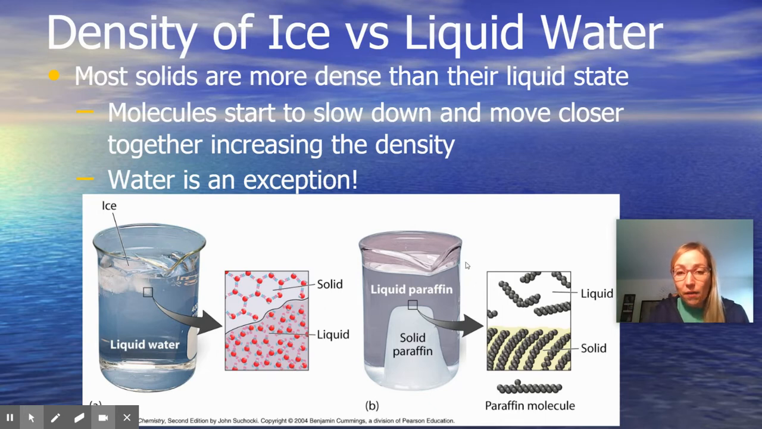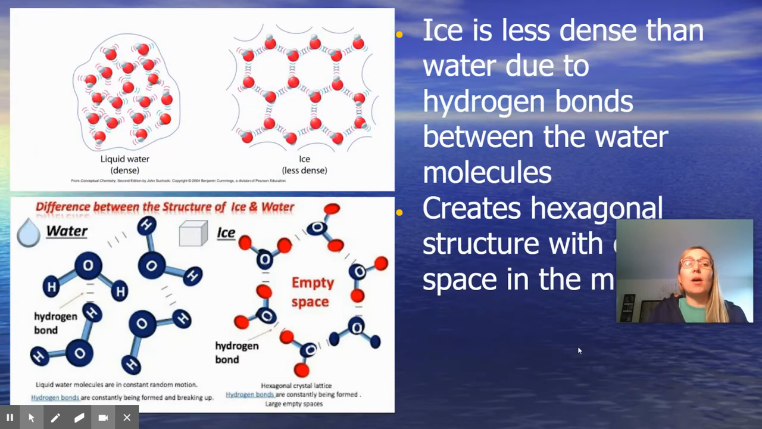If we look at paraffin here on the right, usually solids are more compact and more dense and they sink in their liquid form. So solid paraffin sinks to the bottom of a beaker of liquid paraffin. But water's a real exception. We know ice cubes float on the top of our water because these molecules slow down, and normally they'd move closer and denser like paraffin, but for some reason water actually expands, and we can get an idea of that from this first image. So let's look at those images up close.